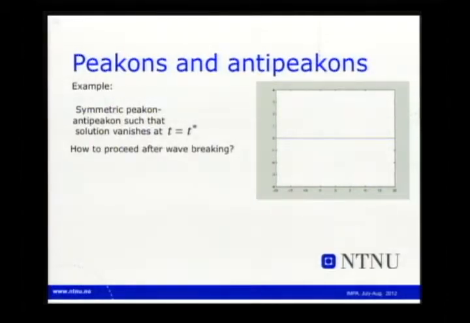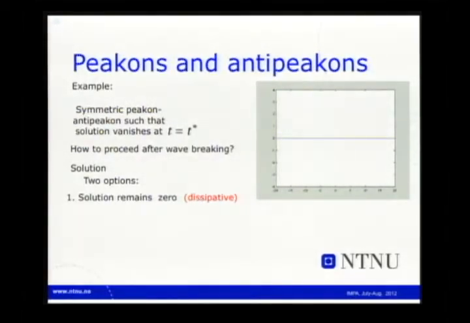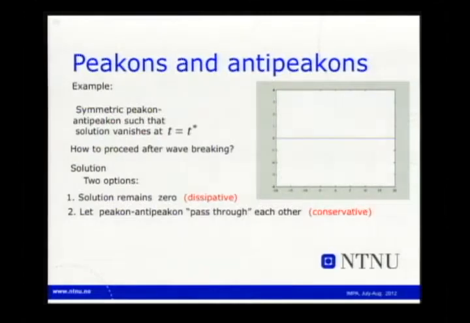So the question is how to proceed. And there are many options, but there are two more prominent options. One is to remain zero, which is called the dissipative solution. And one is to pass through, and that's the conservative solution. And we'll study both of them.